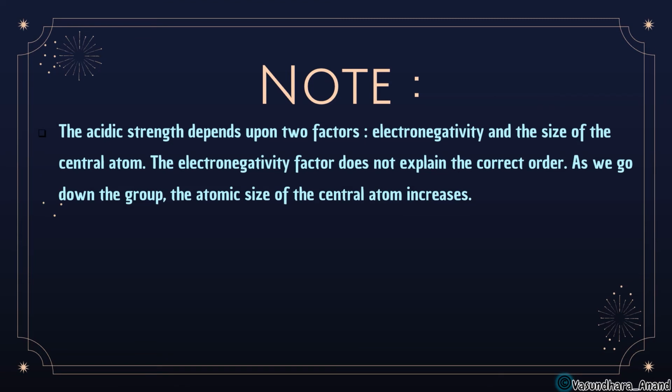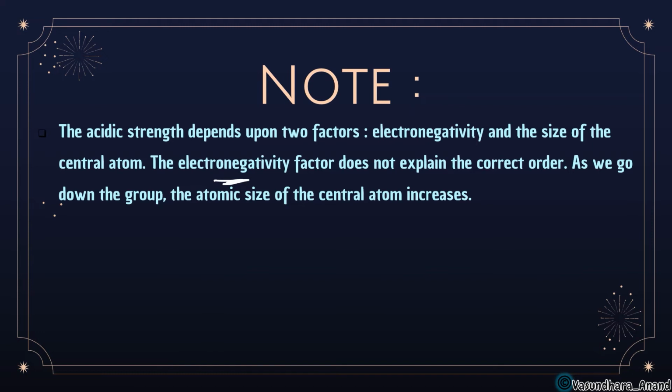The acidic strength depends upon two factors, electronegativity and the size of the central atom. The electronegativity factor does not explain the correct order as we go down the group. यानी कि group में जो होता है वो electronegativity factor doesn't give the correct order. ठीक है? While in the period we can consider it.